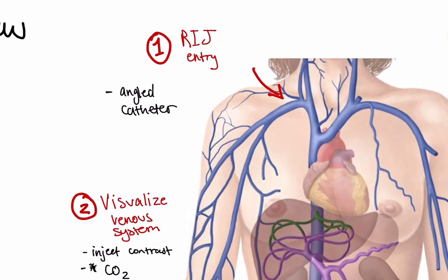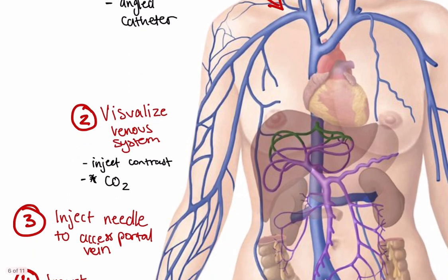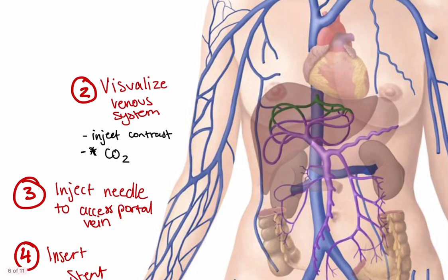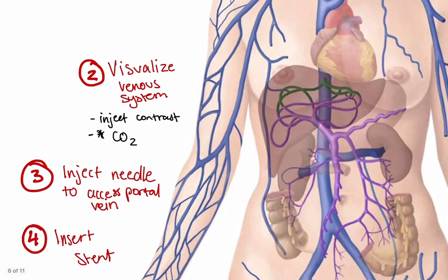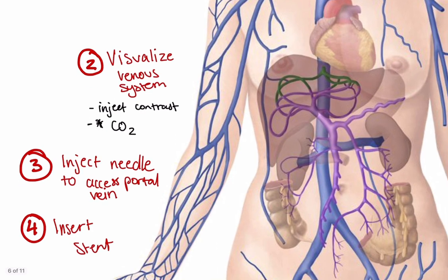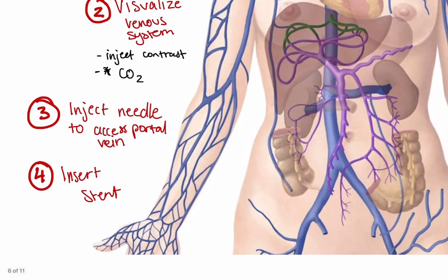It begins with entry via an angled catheter in the right internal jugular vein, which is right here. Usually it could even be conducted with the external jugular or the left jugular vein as well. The catheter is inserted down the inferior vena cava to the hepatic vasculature, and CO2 is oftentimes injected to visualize that system. And I will show you a great diagram on the next page.